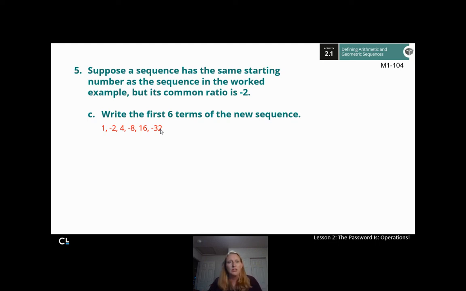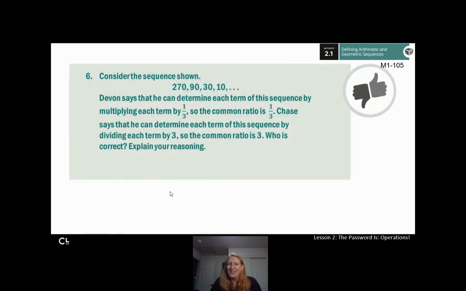Oh my goodness gracious. And now I'm going to make you think. I have to, it's part of the job. So consider this lovely sequence shown, 270, 90, 30, 10, on and on and on. Devin says that he can determine each term of the sequence by multiplying each term by 1/3. So the common ratio is 1/3. Chase says that he can determine each term of the sequence by dividing each term by 3, so the common ratio is 3. Who is correct?